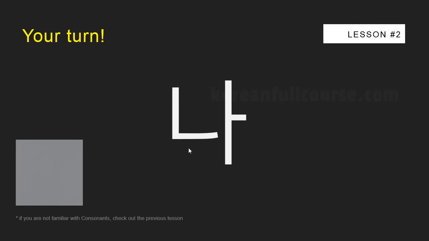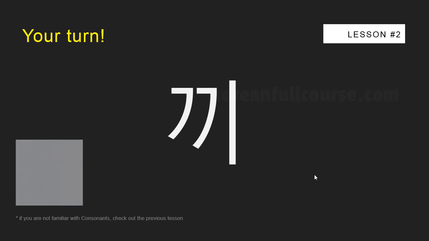And how would you read this? Pause the video and try to solve it on your own. It's a good opportunity for you to practice. So this one is na. As you remember, this consonant is n and this one is a. So you combine these two and get a sound na. The next one is, pause the video again and try to solve for yourself. This is ki. The double consonant k and e, ki.